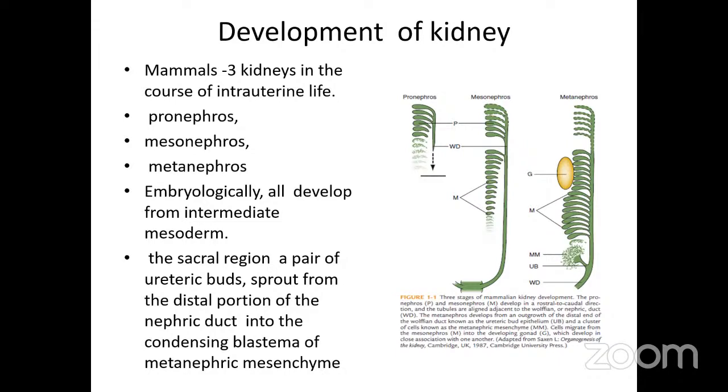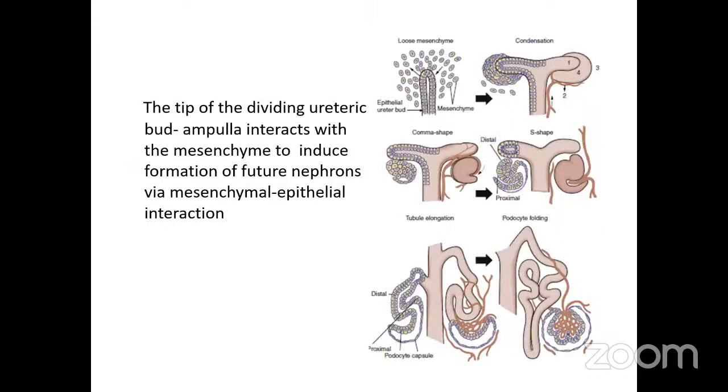Next slide, please. And the tip of the dividing ureteric bud, the ampulla, interacts with the mesenchyme to induce formation of future nephrons via mesenchymal epithelial interaction. Several growth factors, genetic disorders, and genes are involved in this mesenchymal and epithelial interaction. Now, I'm not going into depth of it. So the tip of the dividing ureteric bud, the ampulla, interacts with the mesenchyme to induce formation of the future nephrons via mesenchymal epithelial interaction.